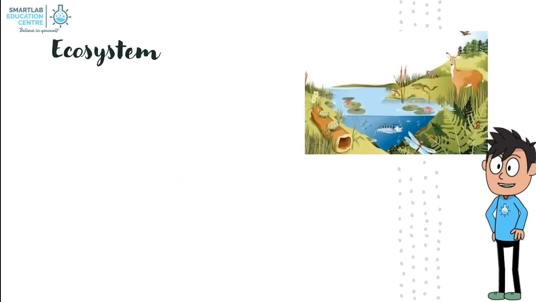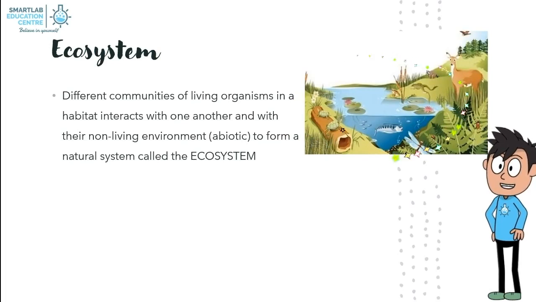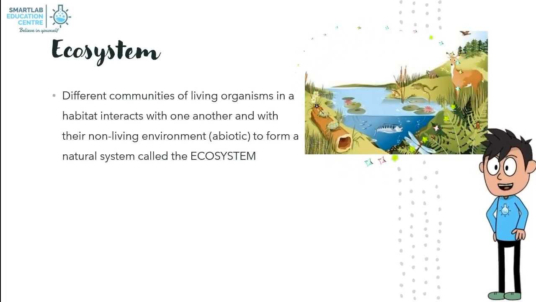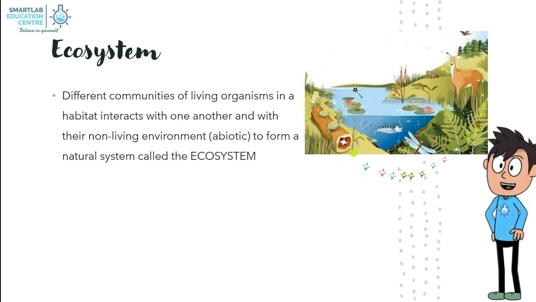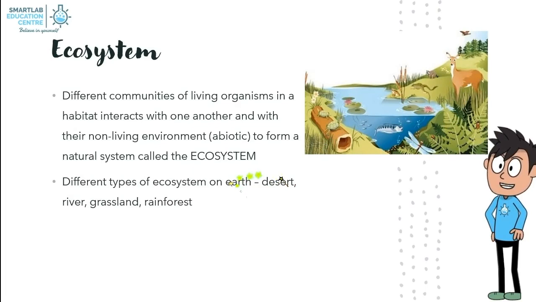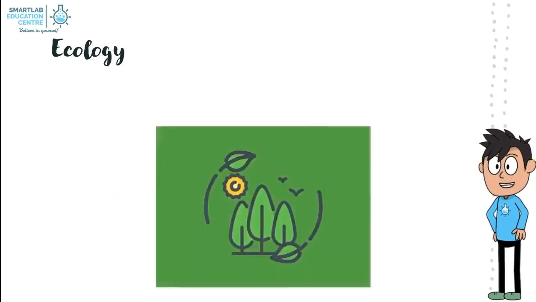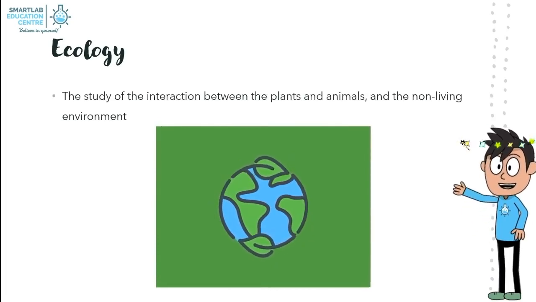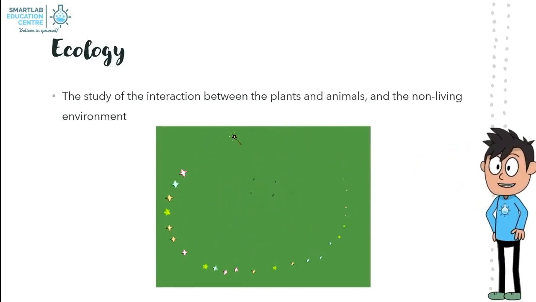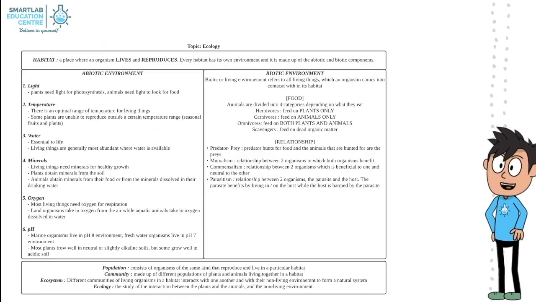What is ecosystem? It is when different communities of living organisms in a habitat interact with one another and with their non-living environment, abiotic, to form a natural system called the ecosystem. There are different types of ecosystem on Earth, for example, desert, river, grassland, and rainforest. Ecology. It is the study of the interaction between the plants and animals, and the non-living environment. Now let us recap what we have learned today.